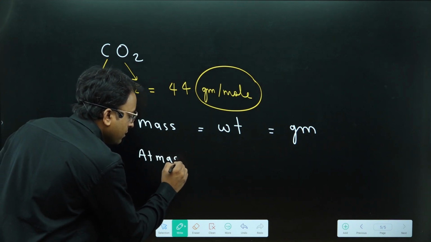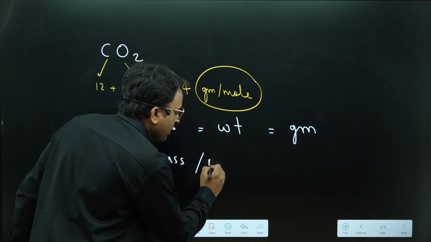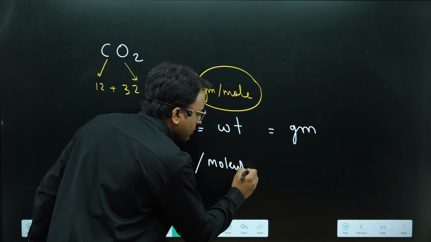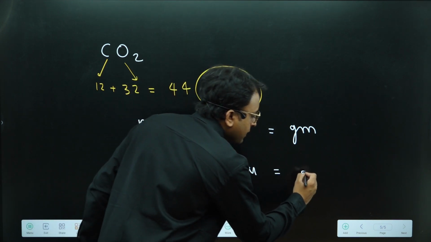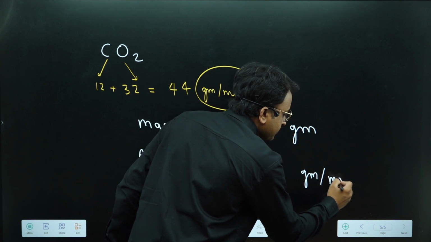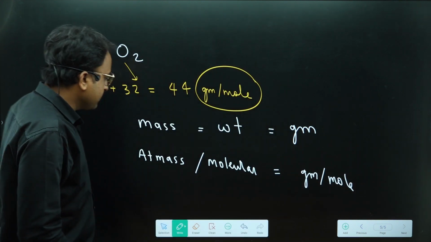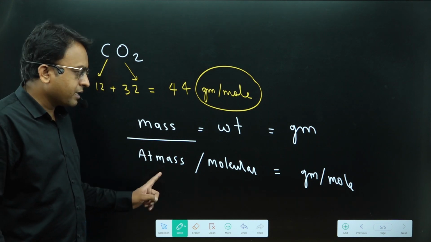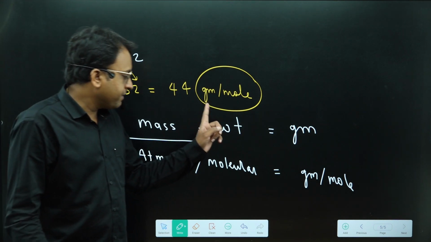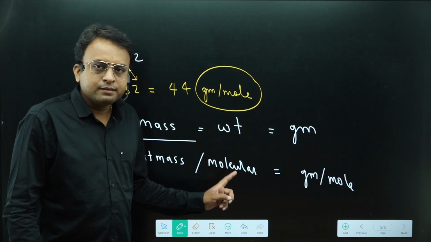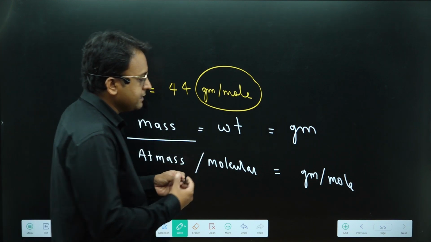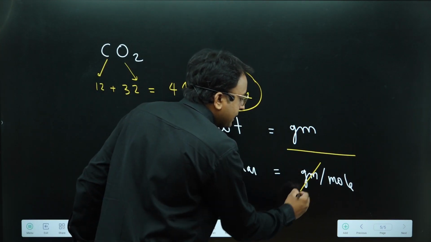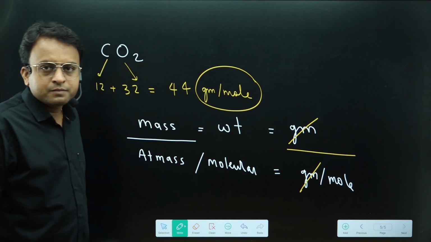Atomic mass or molecular mass has the unit of gram per mole. Just divide these two quantities, mass upon atomic mass or weight upon molecular weight. Divide these quantities, you will get mole.